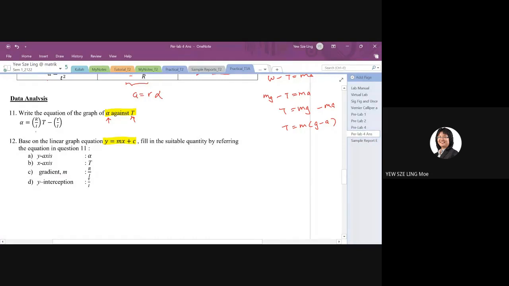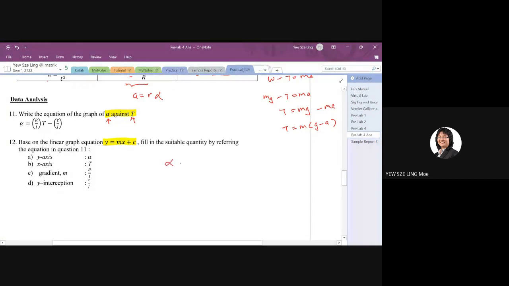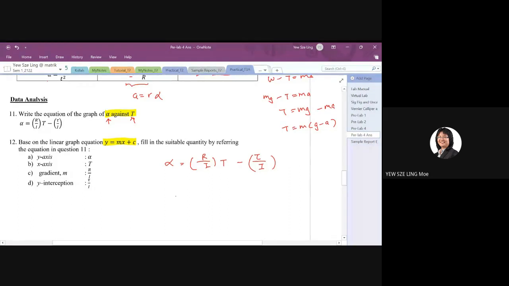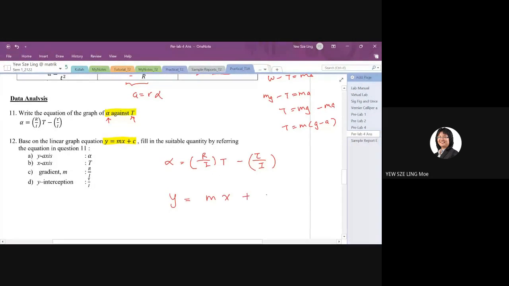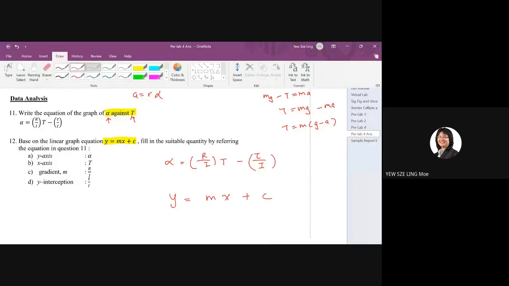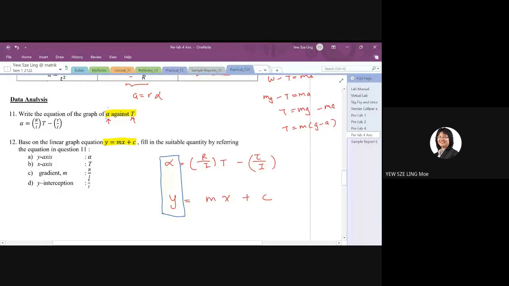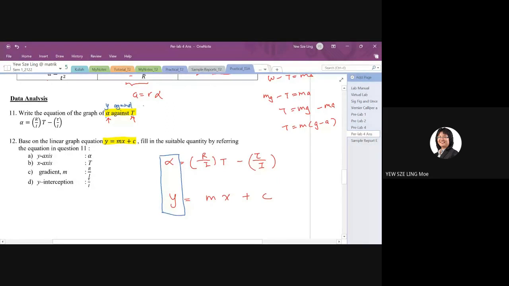So alpha equals r over I times T minus tau over I. Based on the linear graph equation, you have y equals mx plus c, so we are going to do a comparison. Do you have to rearrange the equation? Obviously no. Why? Because when you compare it with y equals mx plus c, alpha is in the y position, which is correct because you have an alpha against T graph, a y against x graph.